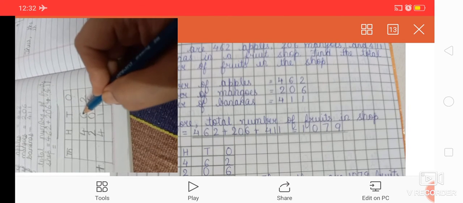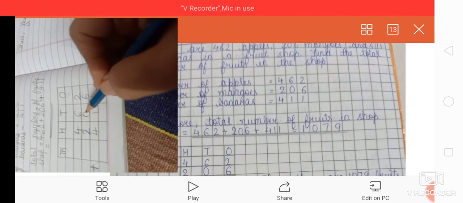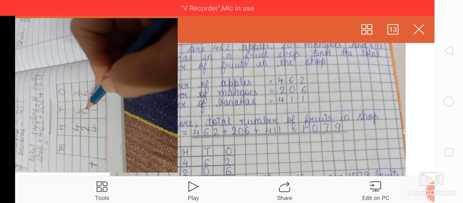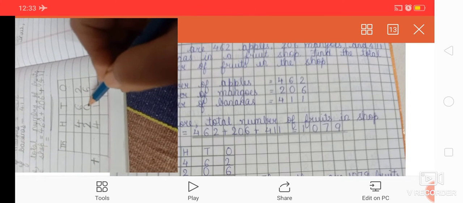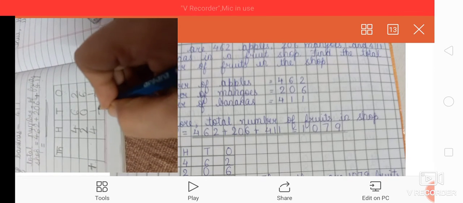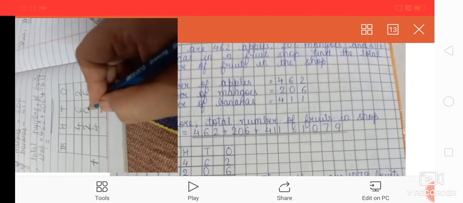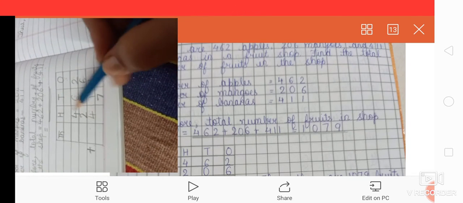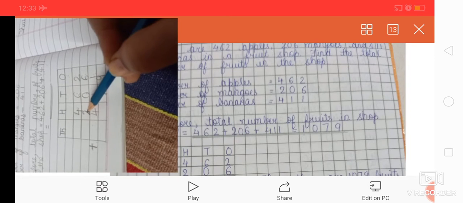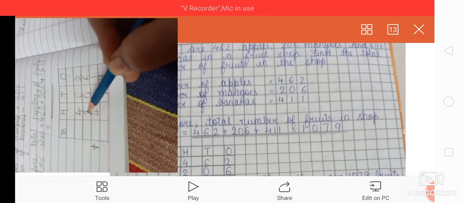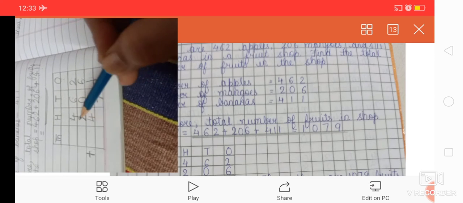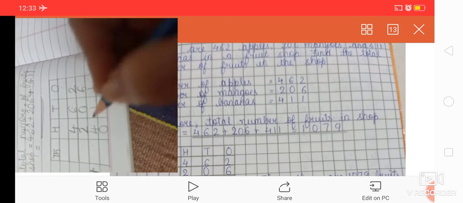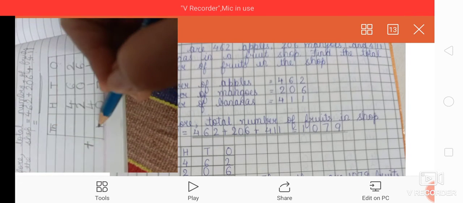Now 6 plus 0 is 6. 0 means nothing. When you add 6 plus 0, you get 6. 6 plus 1 is 7. Now in the hundreds place, what is the number on the hundred place? 4 plus 2 is 6. And 6 plus 4, when you add 6 plus 4, you get 10. So 0 you will write and 1 you will write under 1000 column.